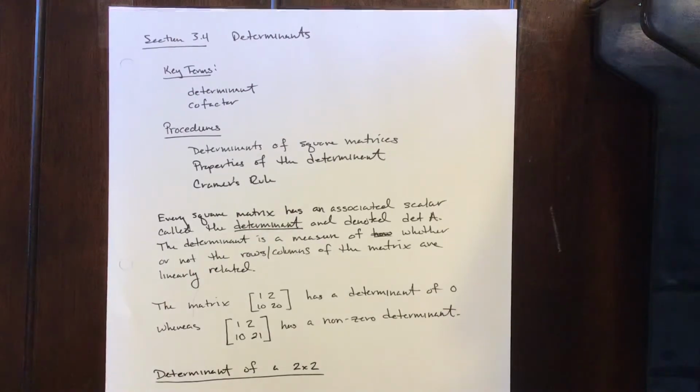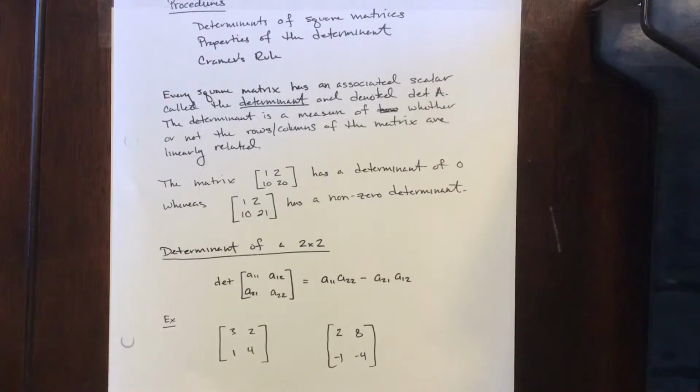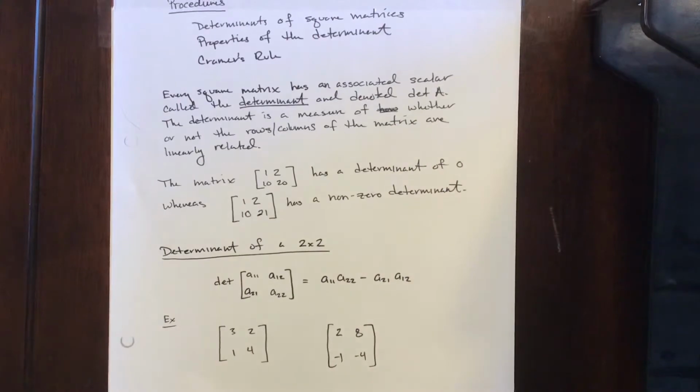Key terms, determinants, cofactors. Okay, all we're going to be doing is taking the determinant of square matrices. In fact, that's the only determinant you can take, is of square matrices. The determinant is denoted DET and whatever the matrix is called. So in this case, it's the determinant of A, but if I had a matrix B, it'd be the determinant of B, DET B. It's a measure of how associated the rows and columns are.